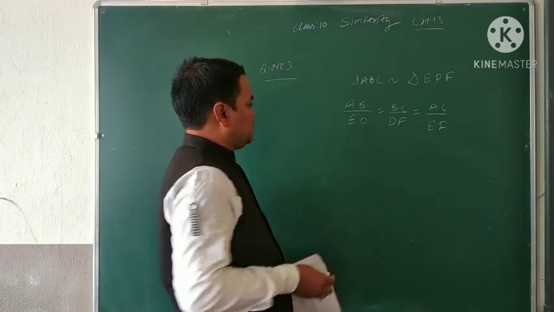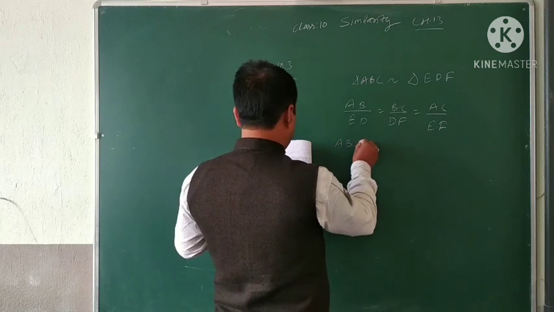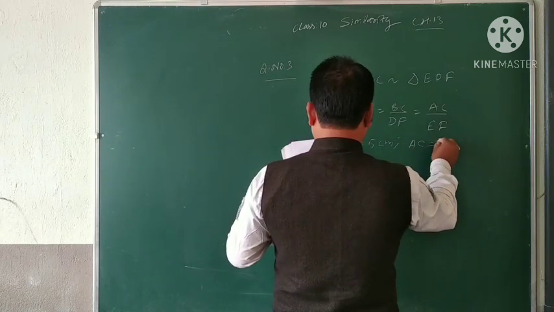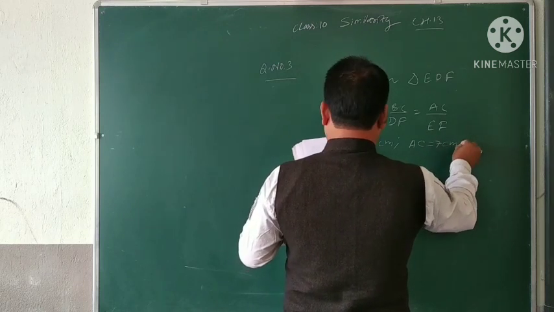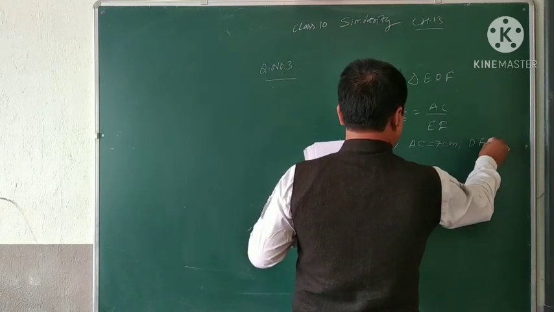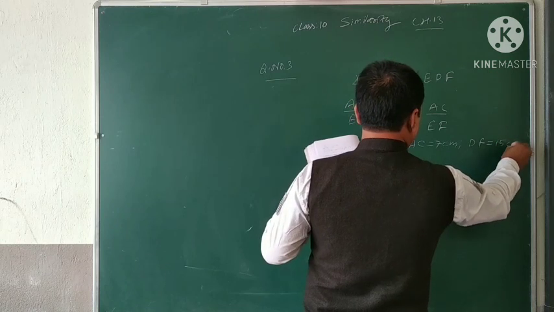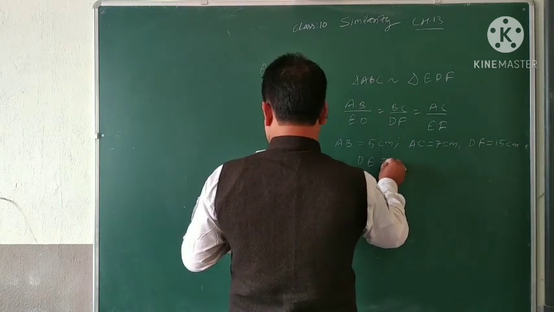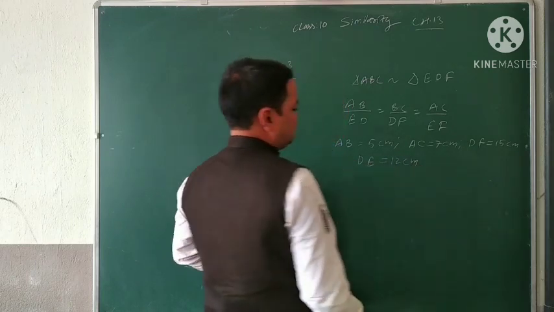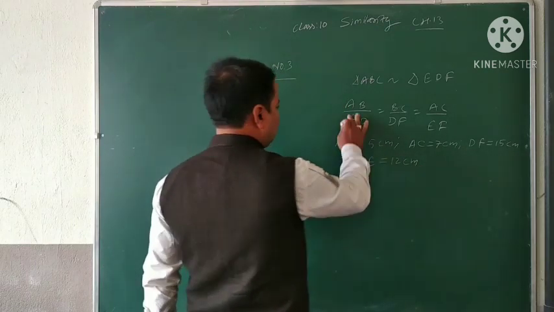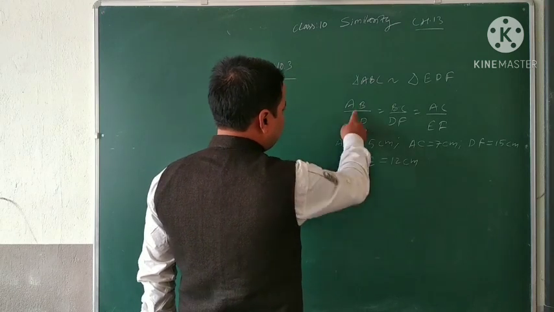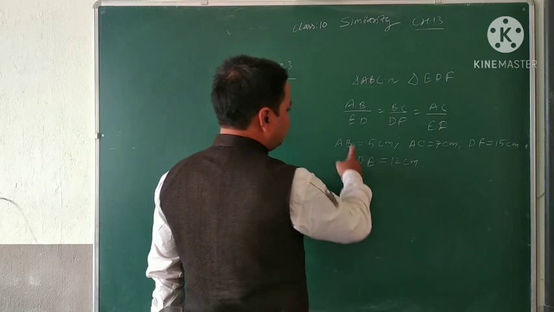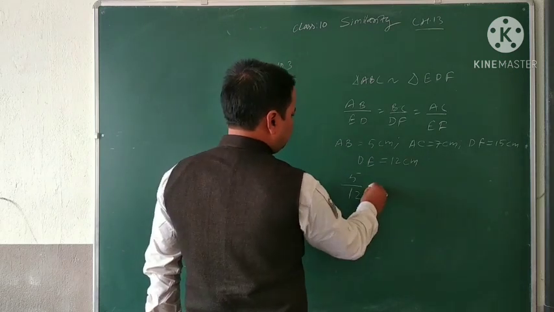Here AB is given as 5 cm. Then AC is given as 7 centimeters. DF is given as 15 centimeters, and DE is given as 12 centimeters. Now put these values here. We find that AB is 5 upon ED, meaning DE, given as 12.